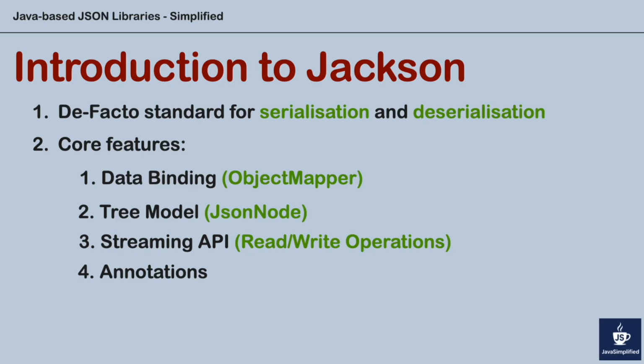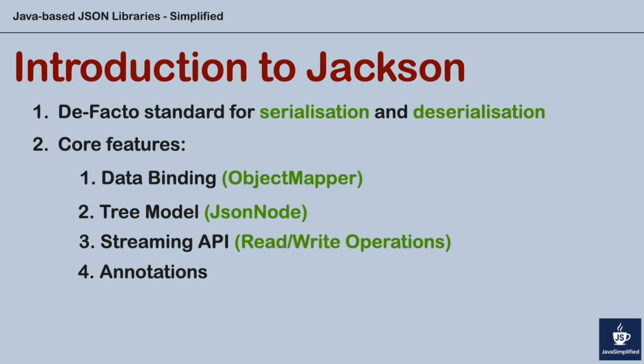The second feature is called the tree model. The main purpose of the tree model concept is to provide an API by which JSON data can be parsed using the JsonNode class. The main benefit of using the JsonNode class is that you don't need to create a respective Java class. Meaning from the given JSON data, you can directly manipulate and traverse the JSON data in a tree-like structure using this JsonNode class. It removes the extra burden of creating a respective Java class.